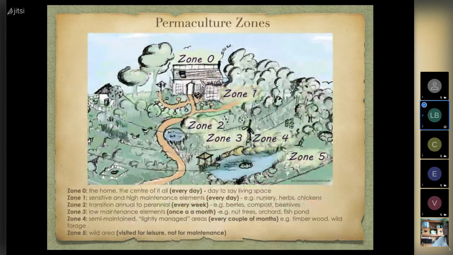Another piece of permaculture is this idea of zones, or zoning. There are generally six accepted zones, although some people stretch it to more. When you're going through a permaculture design process, you analyze how you're going to use different parts of your property differently. Zone 0 is known as the home, the center of everything. It's your day-to-day living space, and you can definitely design that very consciously.